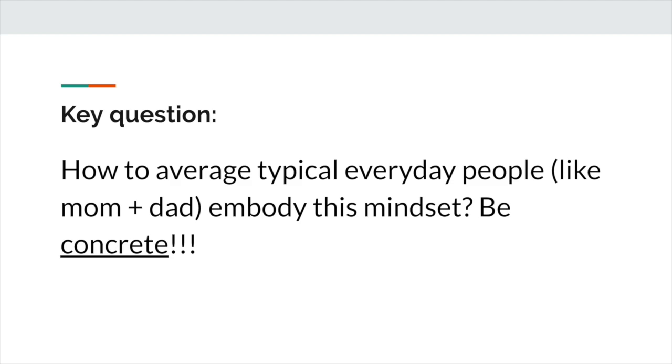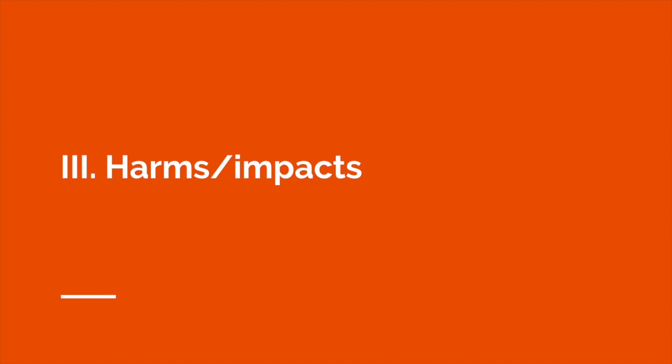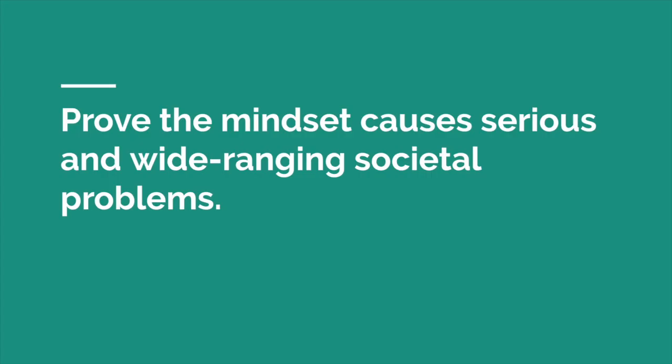Next section is about harms and impacts. So in that first section of the outline, you've established what your mindset is, how it developed, and more importantly, how it is prevalent and widespread in society, then you've got to get to showing the devastating and negative consequences of the problem mindset. You need to show that these problems are serious and wide-ranging and ruining lives.